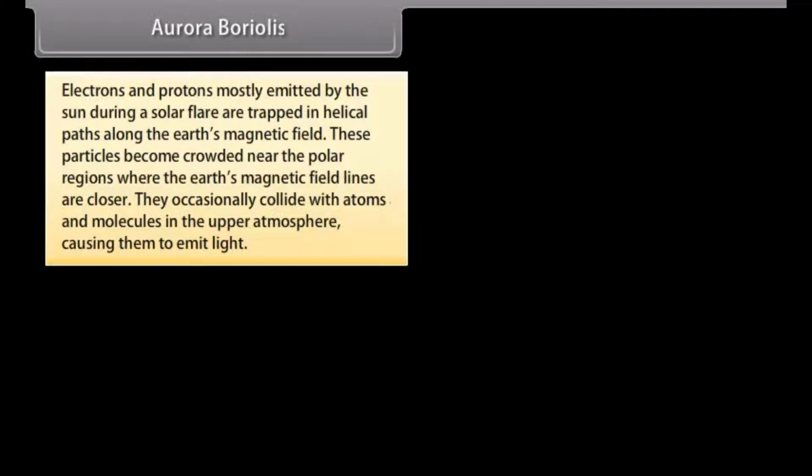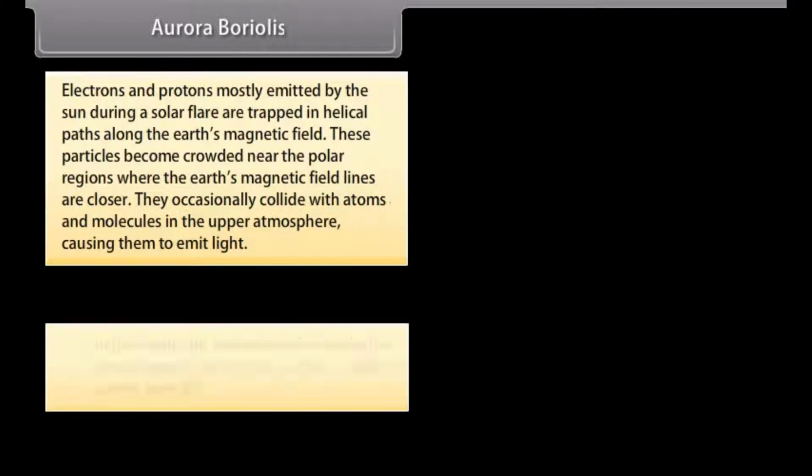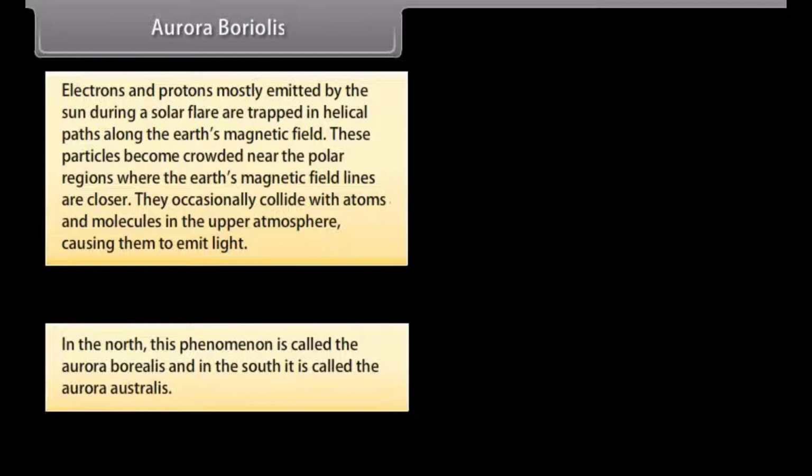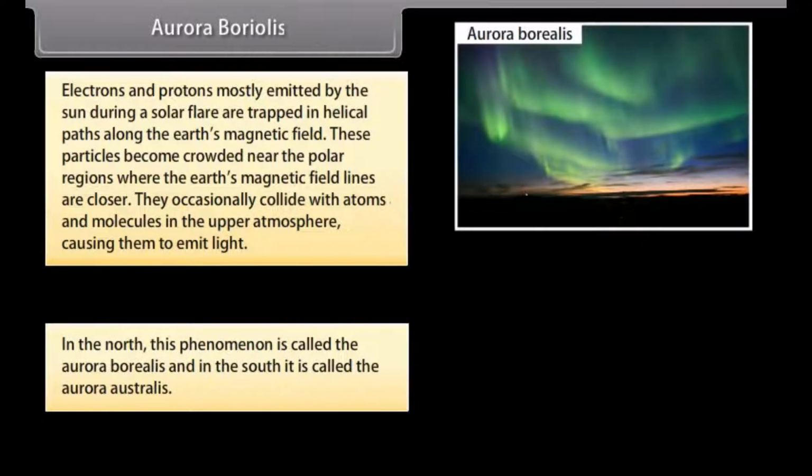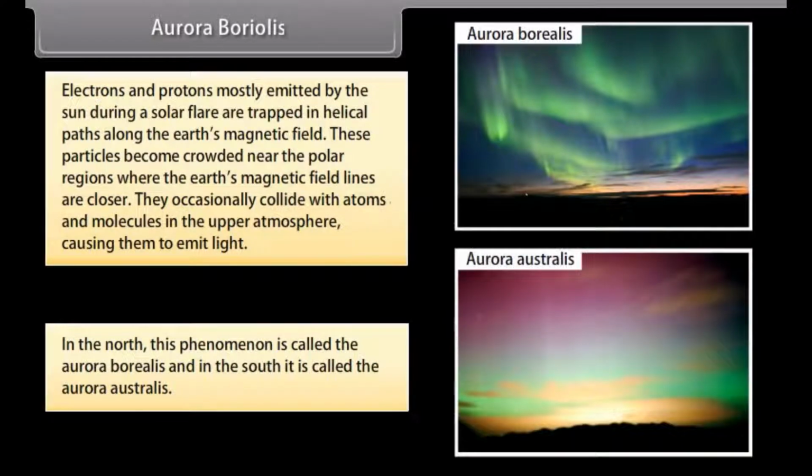They occasionally collide with atoms and molecules in the upper atmosphere, causing them to emit light. In the north, this phenomenon is called the Aurora borealis, and in the south, it is called the Aurora australis.